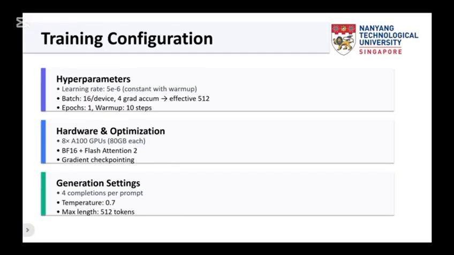Training setup was pretty standard. We used a learning rate of 5 times 10 to the negative 6, which is quite conservative for reinforcement learning. With 8 A100 GPUs, we trained for just one epoch. We used several optimizations: BF16 precision to speed things up, Flash Attention 2 for efficient memory use, and gradient checkpointing so we could fit everything in memory. For each problem during training, the model generated 4 different attempts, which gave it variety to learn from.